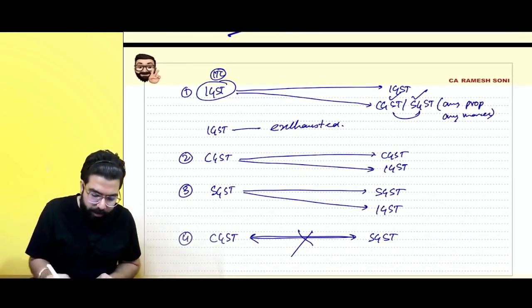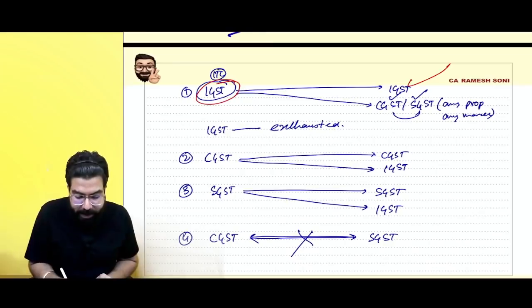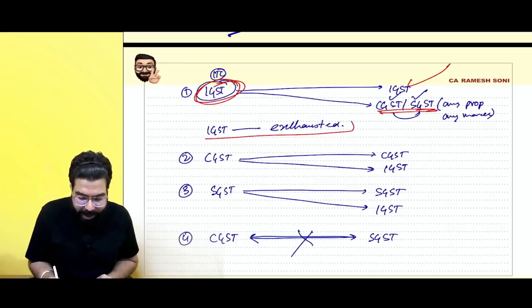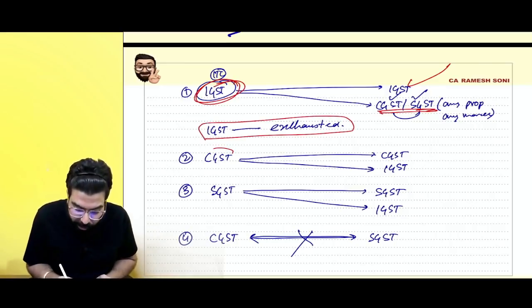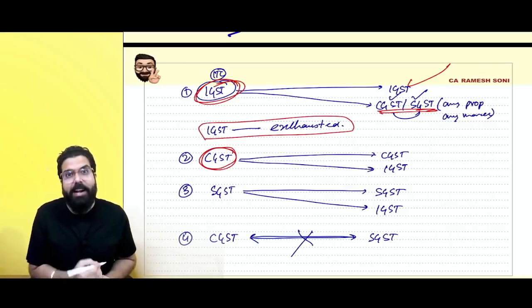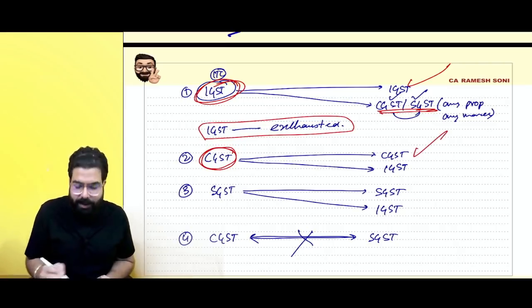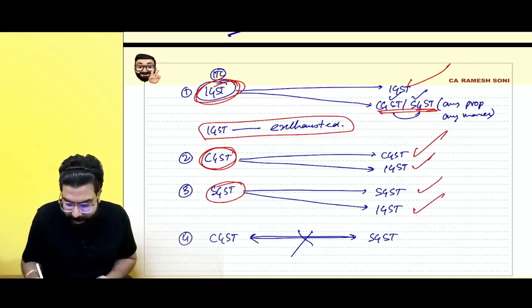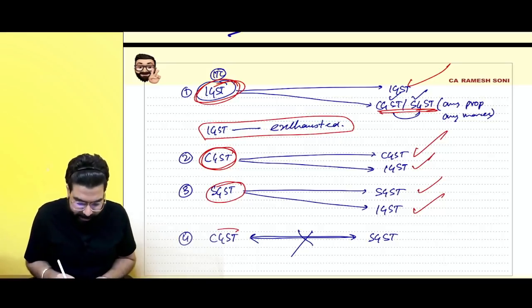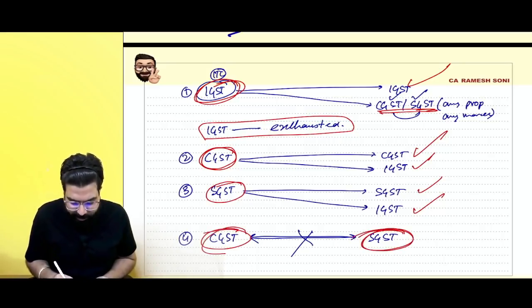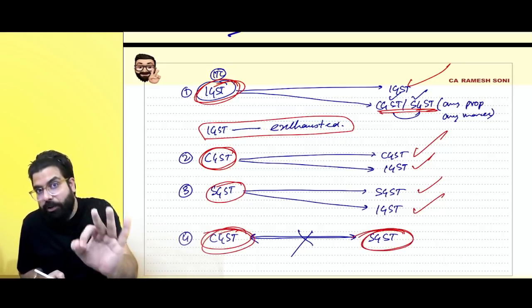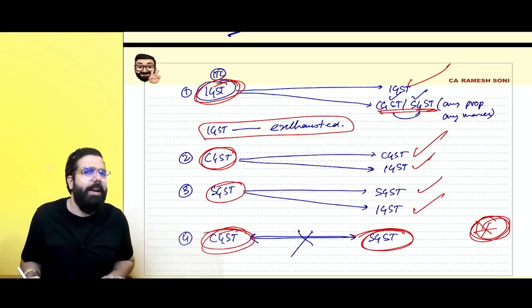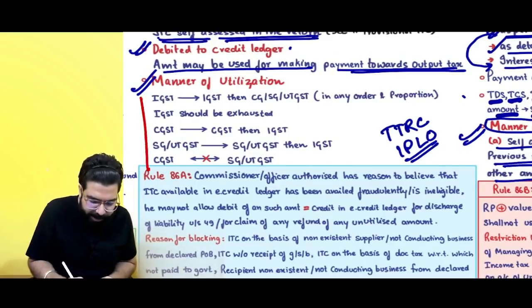Sir, first of all, always use your IGST to pay IGST, then IGST to pay CGST and SGST in any order, any proportion. IGST should be exhausted, then only you start using your CGST credit. CGST credit for CGST, then you use it for IGST. SGST credit for SGST, then SGST credit for IGST. CGST to SGST or SGST to CGST is never possible. Very, very important for your exam. 100% you will require it in your exam. Done, sir. Point is clear.